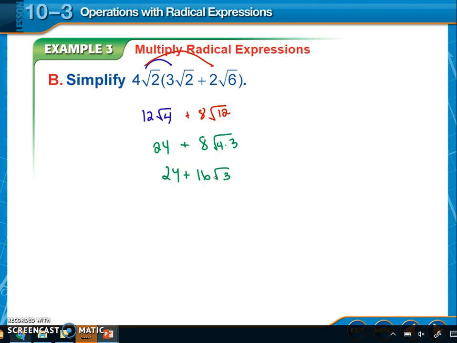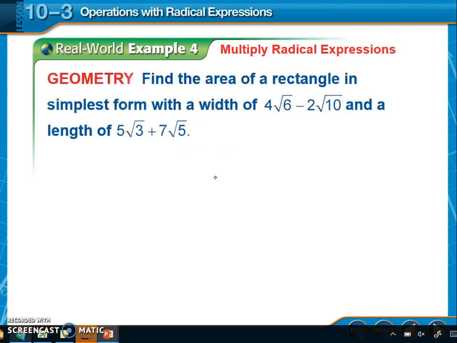Okay, this next one, find the area of a rectangle in simplest form with a width of that and a length of that thing, right? So the area of a rectangle is length times width. So I want to multiply my length times my width. My length is 5 square root 3 plus 7 square root 5. And my width is 4 square root 6 minus 2 square root 10.